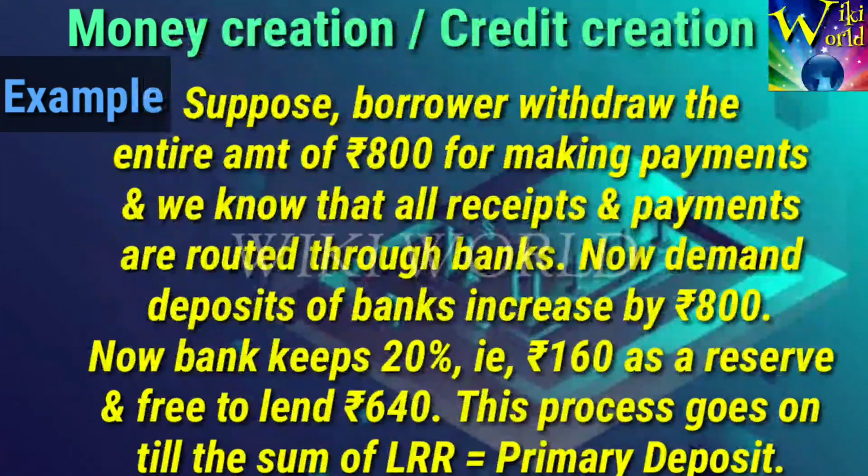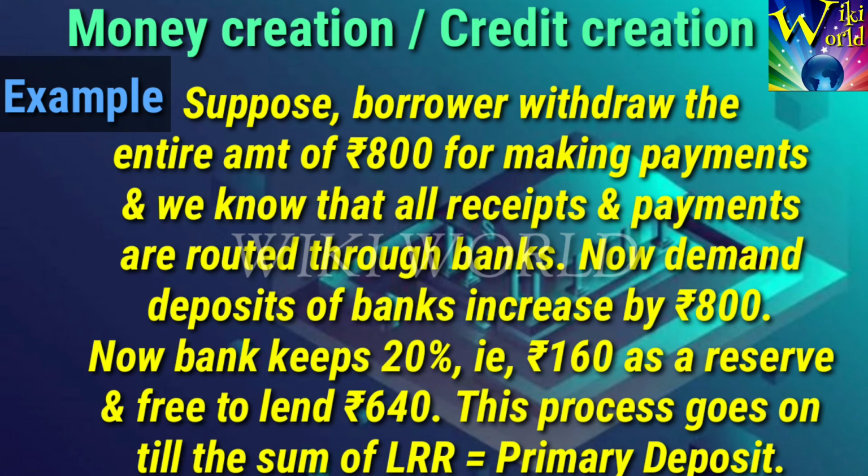Suppose the borrower withdraws the entire amount of 800 rupees for making payments, and we know that all receipts and payments are routed through banks. Assumptions. Now demand deposits of banks increase by 800 rupees. Now the bank keeps 20%, that is rupees 160 as a reserve and is free to lend rupees 640.